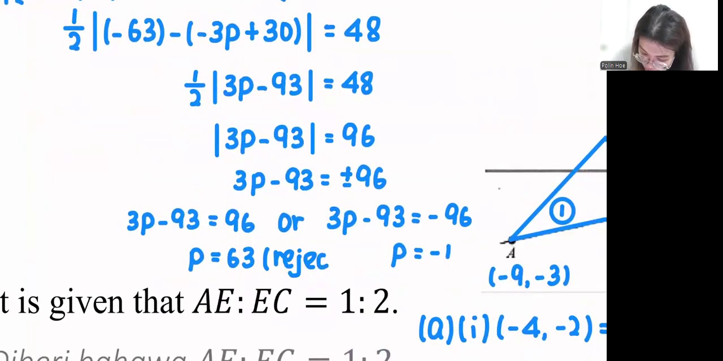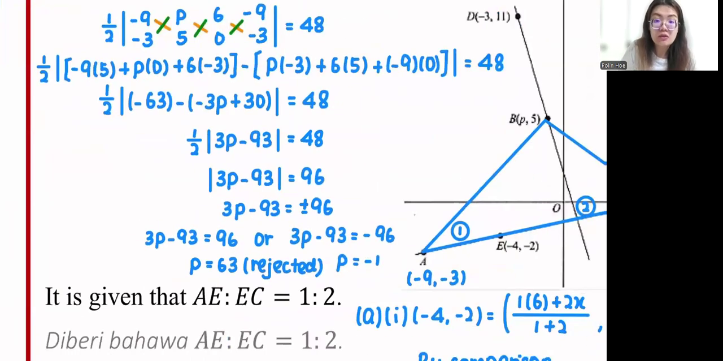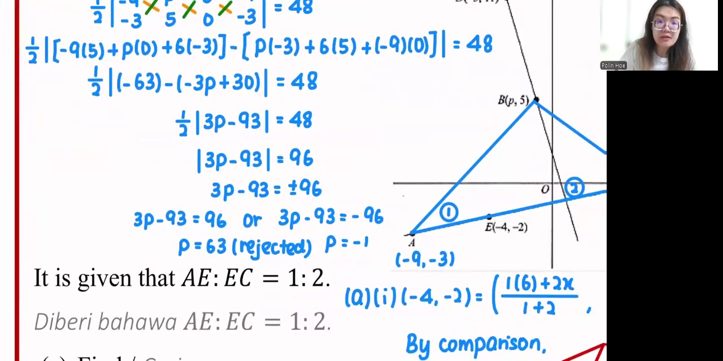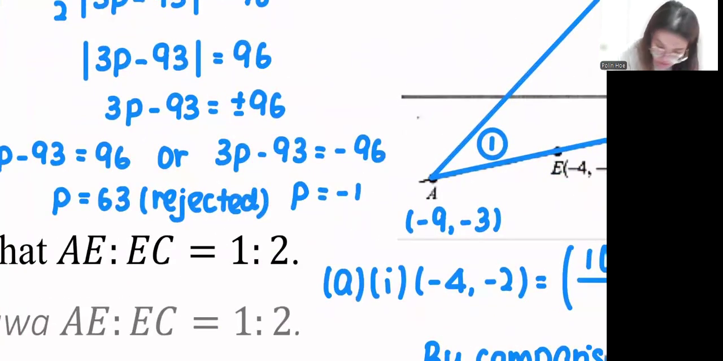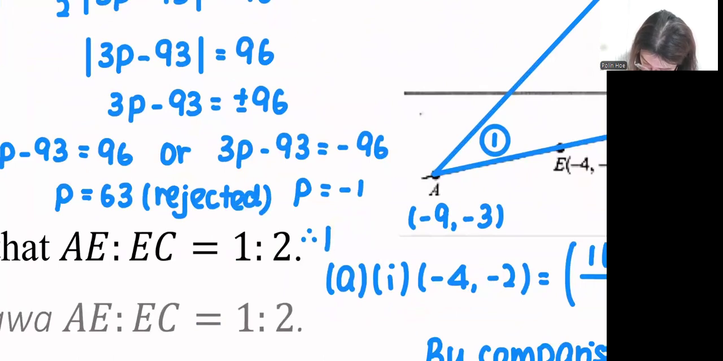If they ask the reason, you write. If not, then you don't write. You write rejected, you write ignored. They are the same. But remember to make a conclusion. P is equals to negative.